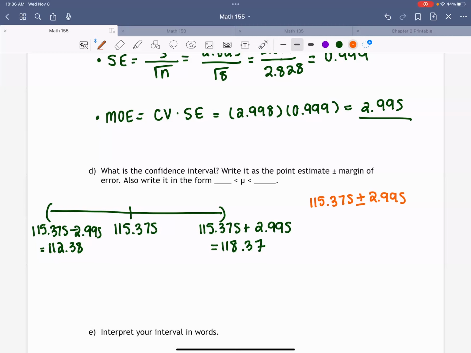You can write it in interval notation, where you write the smaller number on the left, the larger number on the right. Okay, and the last one, using less than sign notation. So 112.38 is less than mu, which is less than 118.37. Okay, so three ways you can write your answer. I think interval notation is probably the most useful, but either way is fine for me, unless I specifically ask you to do it.